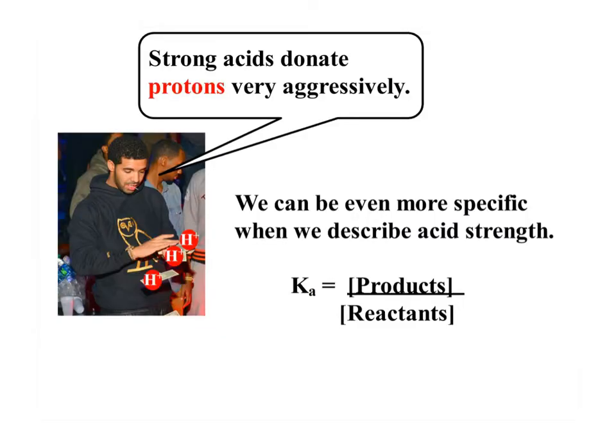So remember that K expressions are products over reactants. Well, Ka is the acid ionization constant. So the A just is specific towards acids, things that give up protons. And it's still products over reactants. Now, strong acids donate protons very aggressively, like Drake here, making it rain. Protons, protons, protons, or dollar bills. So they make it rain protons.